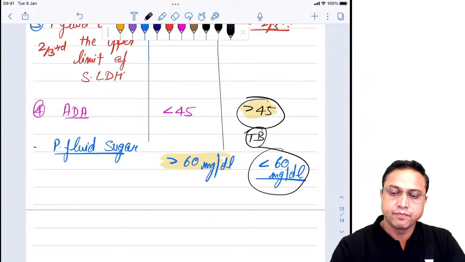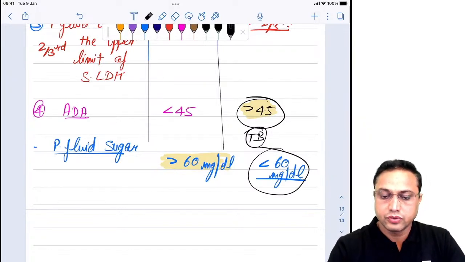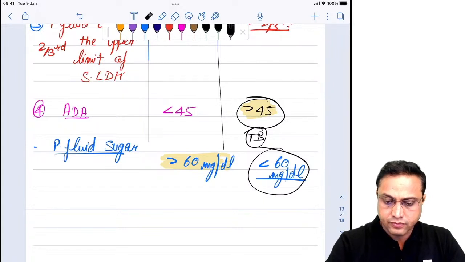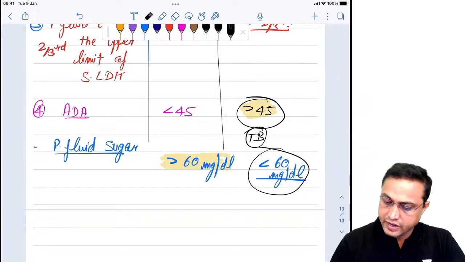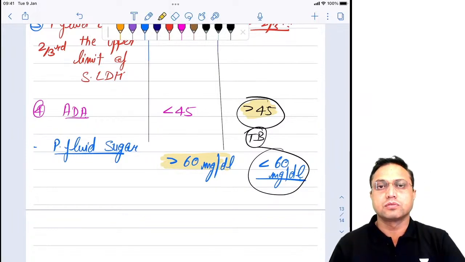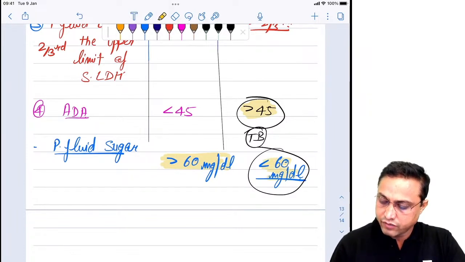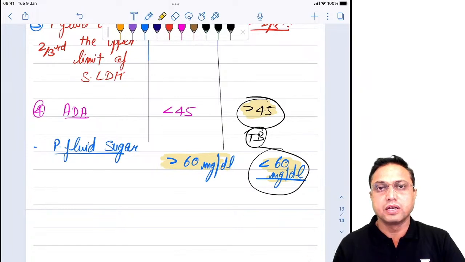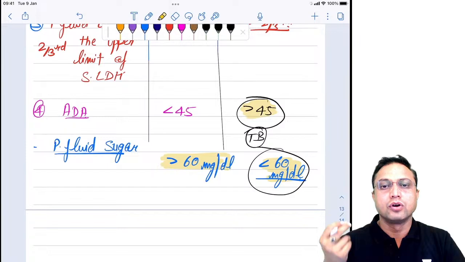Yes, Varun, I appreciate your answer. Bacteria uses sugar. Okay, very good. We know that the cause of this exudative type of pleural effusion is mainly going to be the bacteria. So if the bacteria is there, for the survival of the bacteria, it is going to eat up the sugars. That's why the sugar is being utilized by the bacteria, and the patient is going to have lesser sugars in exudative type of pleural effusion.